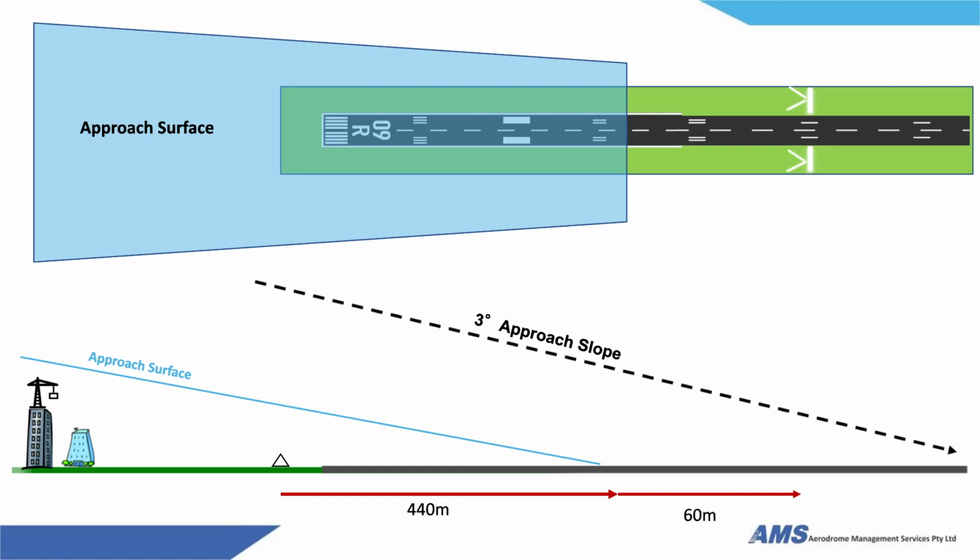What we need to also take into consideration are our declared distances. So our declared distances from this end of the runway are going to have to be recalculated. Our takeoff run available, our landing distance available, our STODA, or supplementary takeoff distance available, are all going to have to be calculated and republished. The same goes for the opposite end. We'll have to recalculate all of our declared distances based on the new runway lengths.